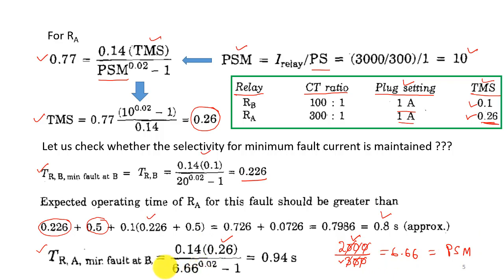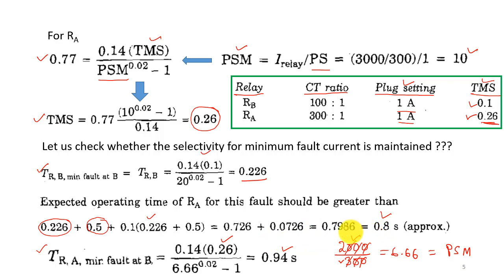Just by substituting, we get the operating time for relay A as 0.94 second. So this 0.94 second is greater than 0.8 second, and so it will work.